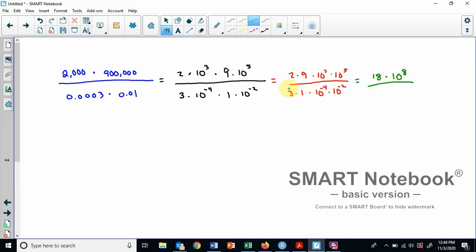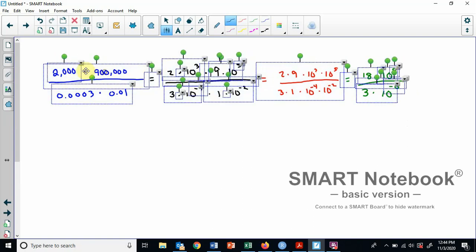And I can do the same thing here. 3 times 1 is 3 times 10 to the, and so 10 and 10 have the same base. I would just add their exponents. Negative 4 plus negative 2 is negative 6. And so I have simplified these 4 separate big numbers, or big and small numbers, into 2 scientific notations. And I'm not finished yet. I can keep going with this.